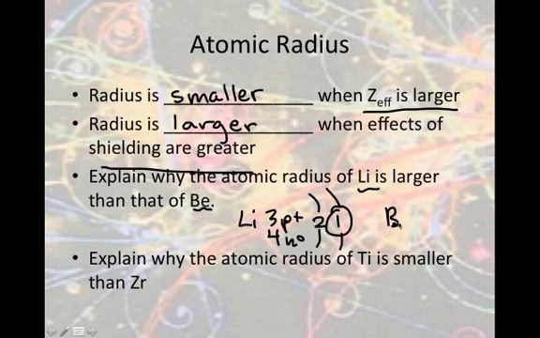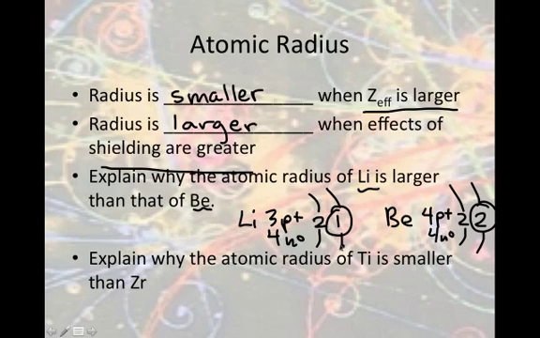Let's compare that to beryllium. Beryllium has 4 protons and 4 neutrons, maybe 5, I don't remember. Not important because the protons are the ones that we care about. And then 2 and 2. So we're looking again at the valence electrons, not the core electrons, and where are they going to be in relation to that nucleus, the positively charged nucleus.